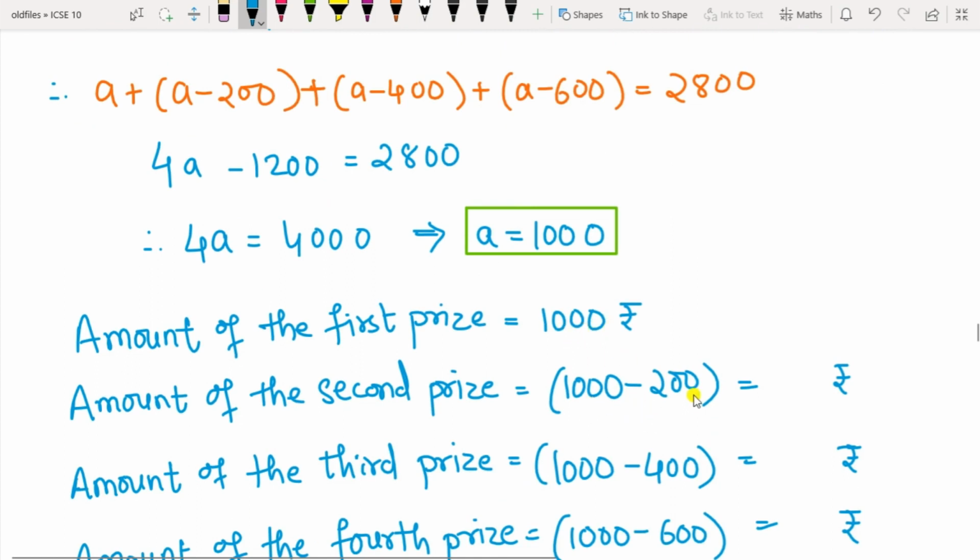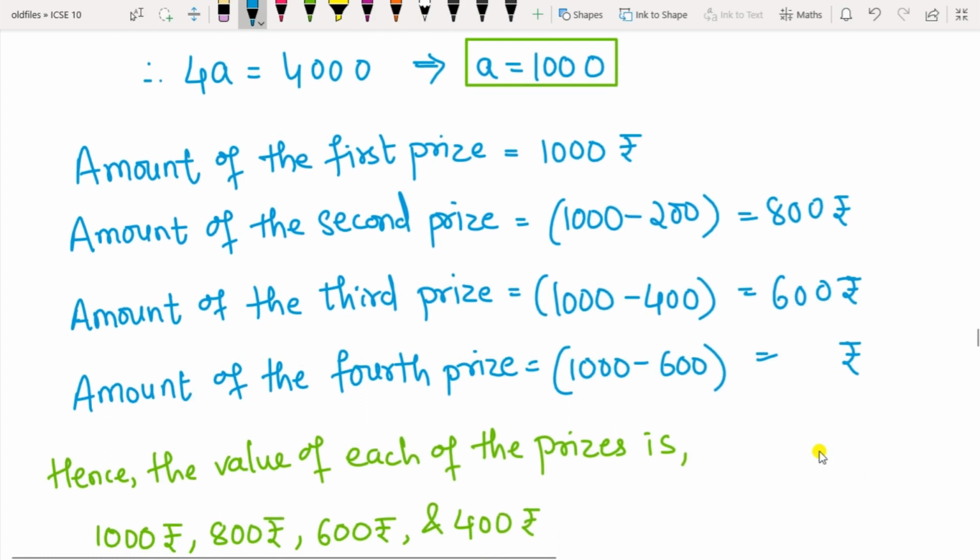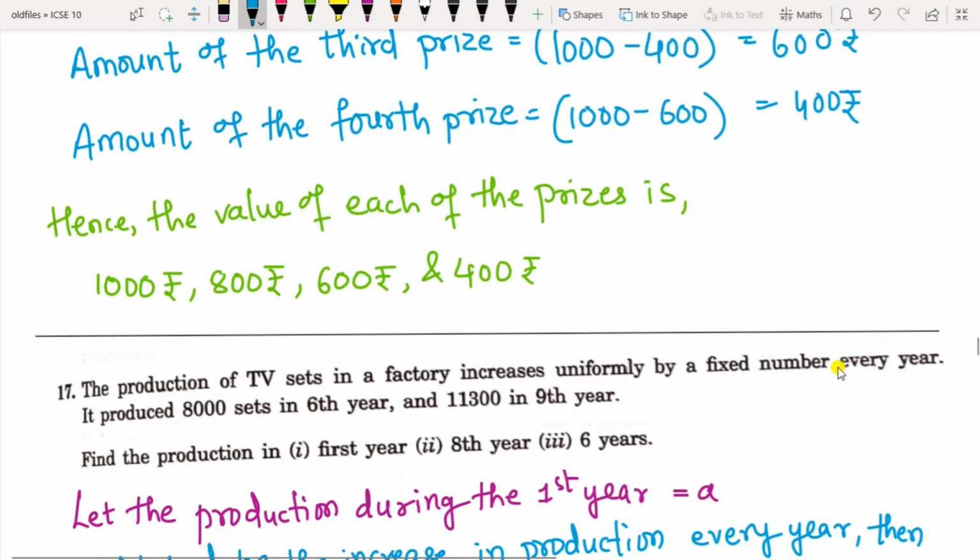So second term will be 1000 minus 200 is 800. Then third term will be 1000 minus 400 is 600. And the fourth prize or the fourth term is 400 rupees. Okay. Therefore the value of each of the prizes is 1000, 800, 600 and 400.